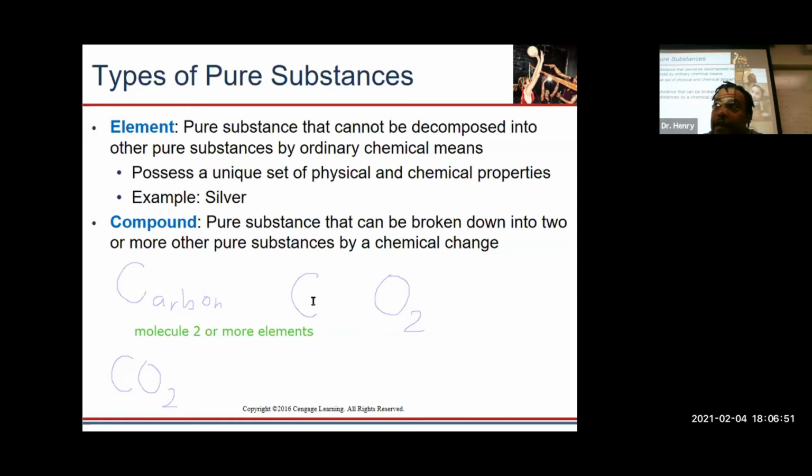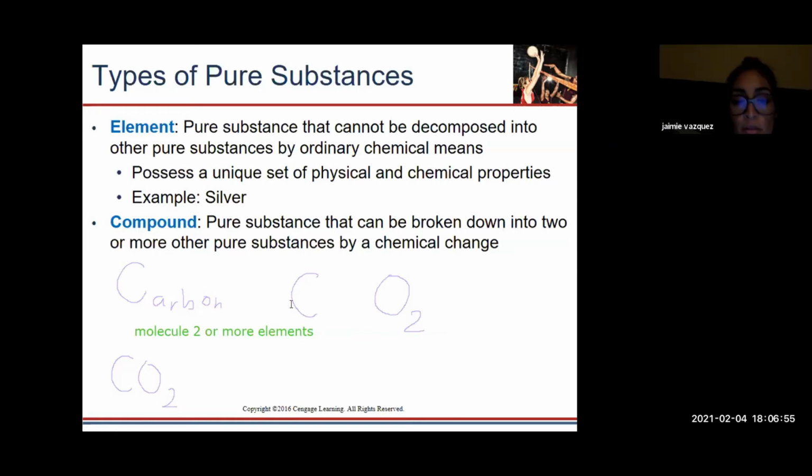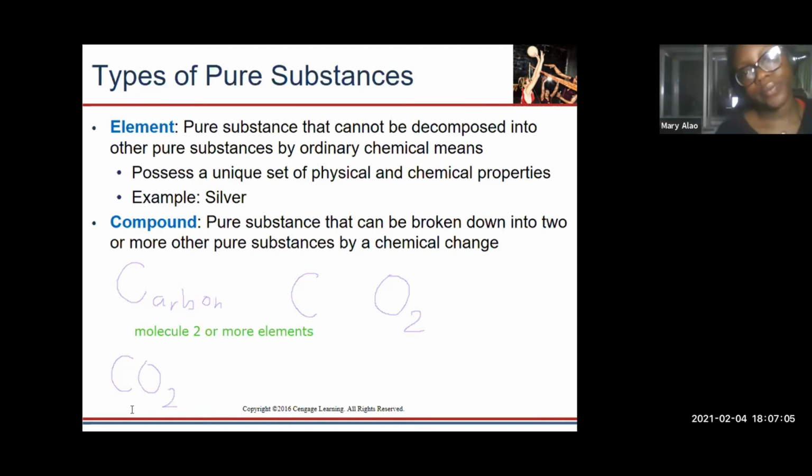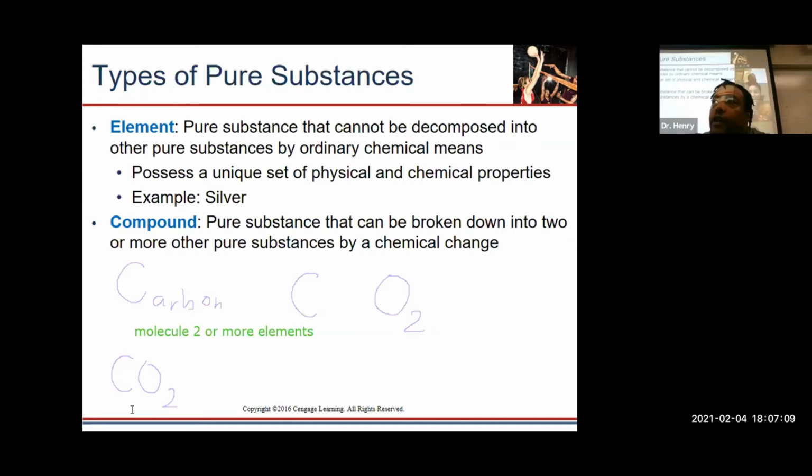What about carbon here? Just carbon by itself? No, it's just an element. That's right, because there's not 2 or more, right? What about CO2, carbon dioxide? Is that a molecule? Yes. Okay. So now a compound, like I said, is 2 or more different elements.